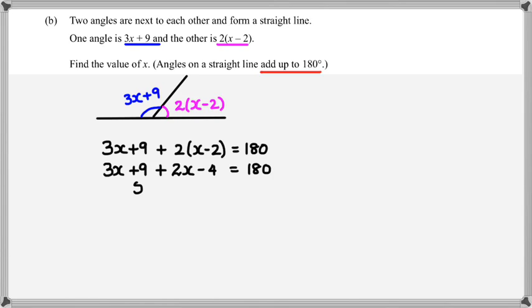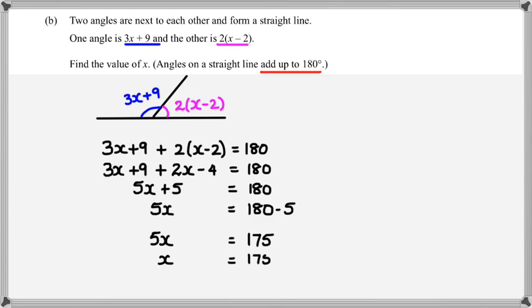Then simplify. 3x and 2x makes 5x. 9 minus 4 is positive 5. And you've got 180. So 5x plus 5 equals 180, take away 5. So 5x equals 175, and x equals 175 divided by 5. So x equals 35. And that's what the question asks for. The question asks for the value of x. We're done. Moving on to the next question. Oh, 35 degrees.